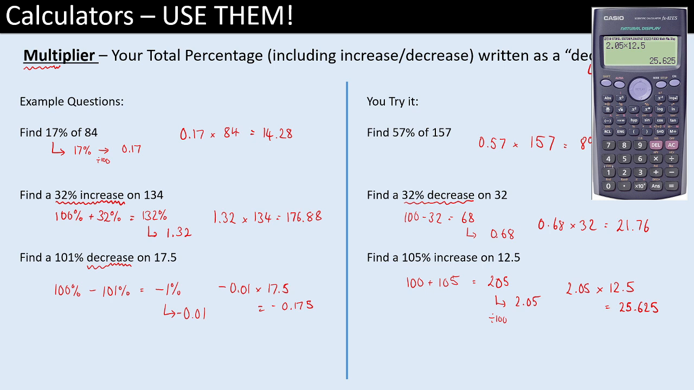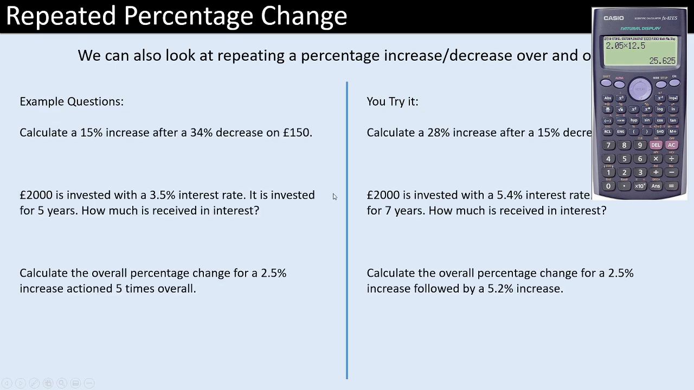When things start to get a little bit more difficult is where we might have to do a percentage increase over and over again, or a decrease which happens over and over again. And that's what we're going to look at next, what we call a repeat percentage change.